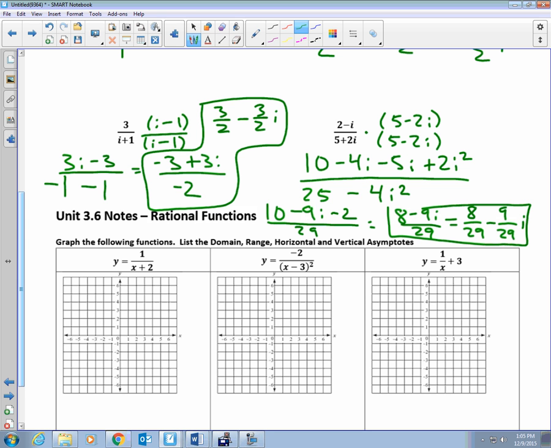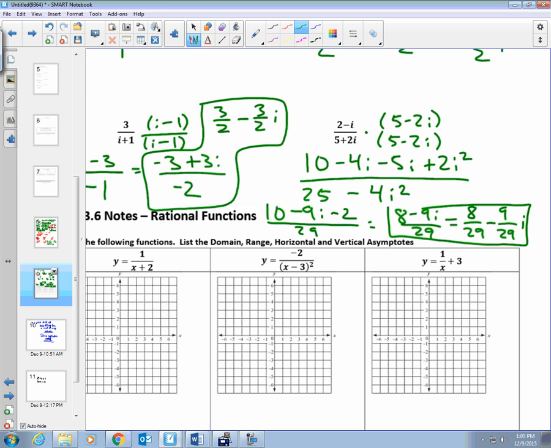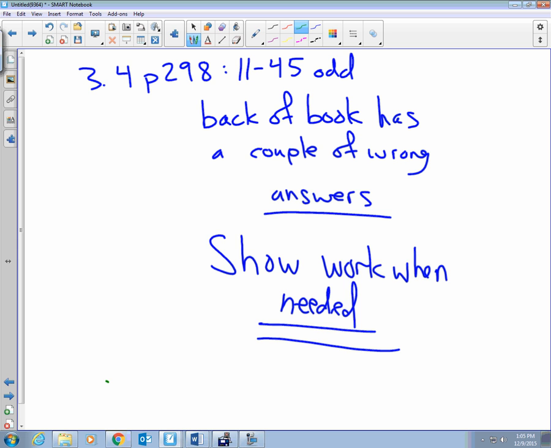We try to move pretty quick through here because it's so connected, and as long as you stay on top of your homework, we can get a lot of good scores on this test. So your assignment is page 298, numbers 11 through 45 odd.